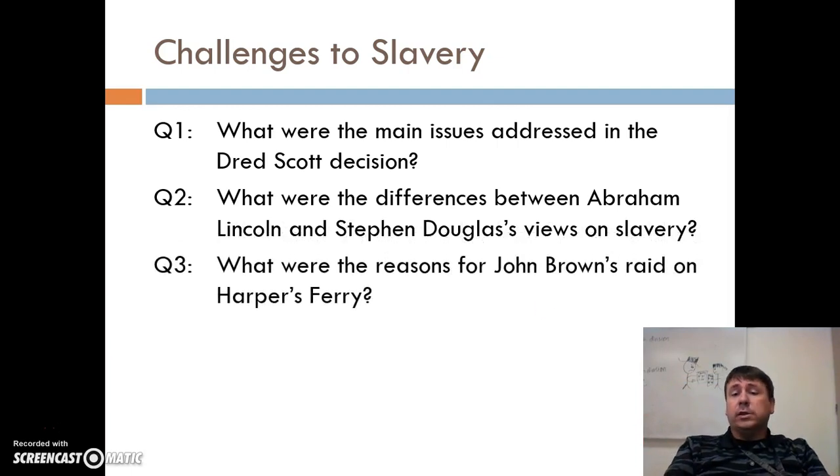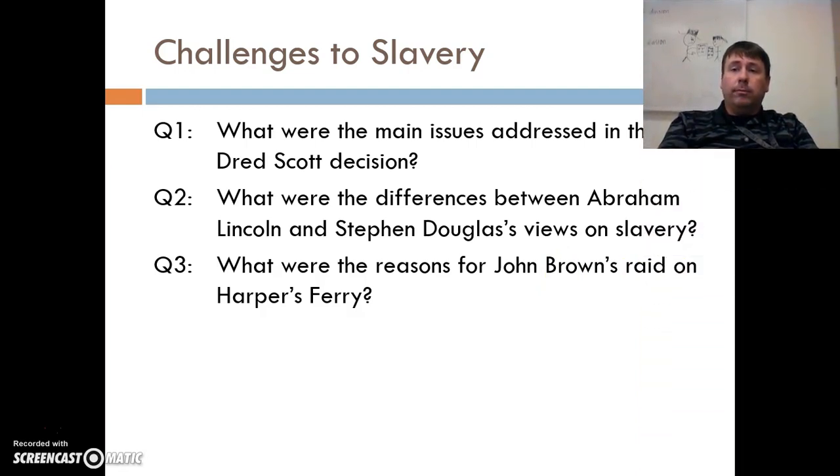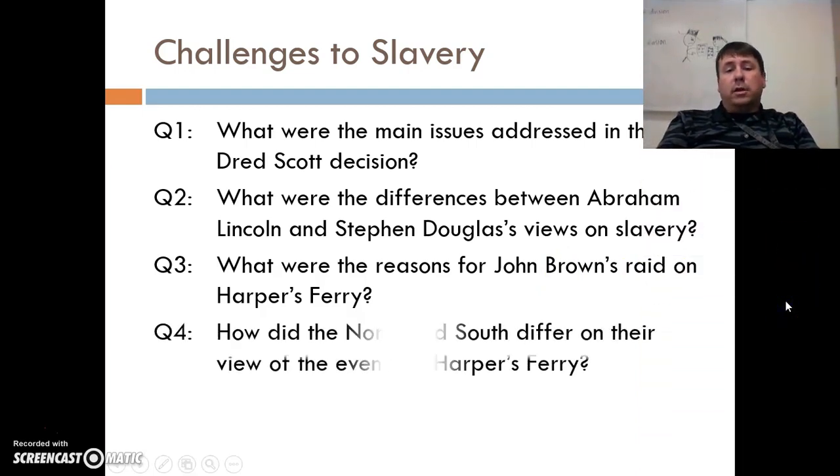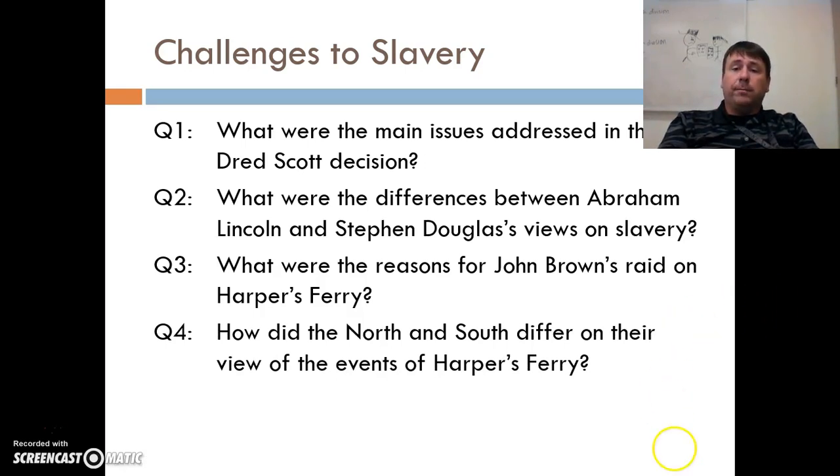Question 3, what were the reasons for John Brown's raid on Harper's Ferry? And then question 4 is going to be, how did the North and South differ on their view of the events of Harper's Ferry? So those are our key questions today. Make sure we get those written down in our notebook. Everybody should be on page 18 for this.